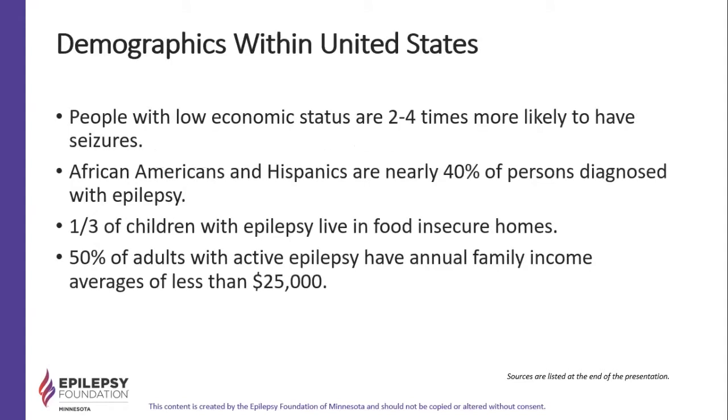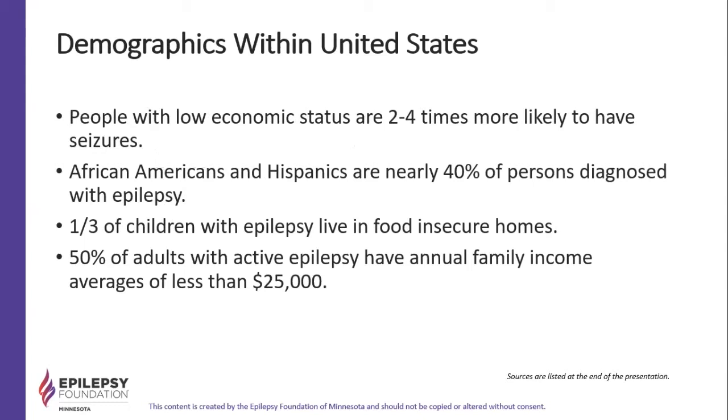Within the United States, there are certain populations that we know there are some disparities in the occurrence rate. Like I mentioned, it doesn't discriminate in that it occurs in all races, cultures, socioeconomic statuses, genders, and ages, but there are some disparities. We know that people with low economic status are 2 to 4 times more likely to develop seizures. Perhaps it has to do with their access to healthcare. Perhaps it has to do with their ability to take care of their health, things like that.